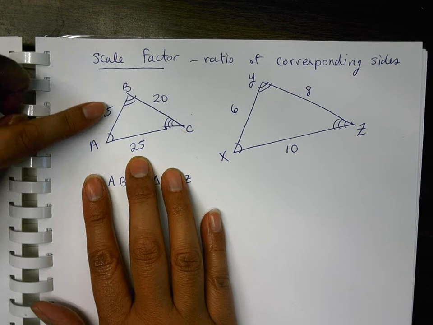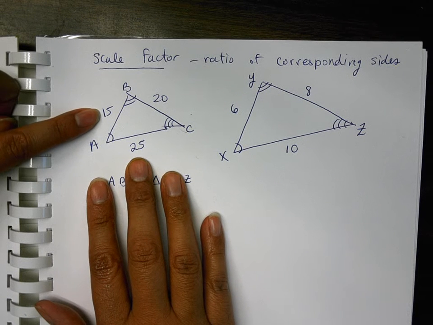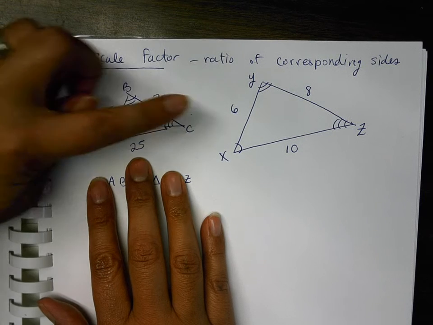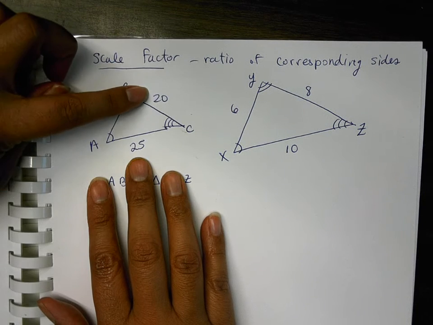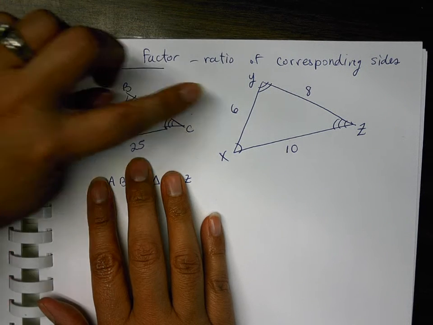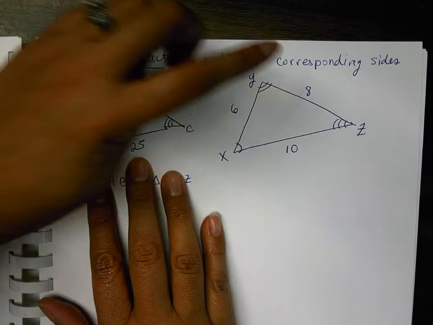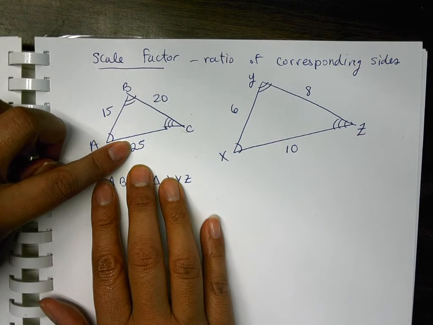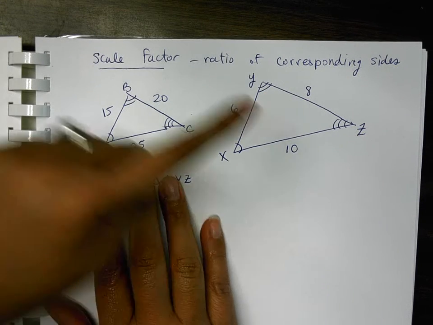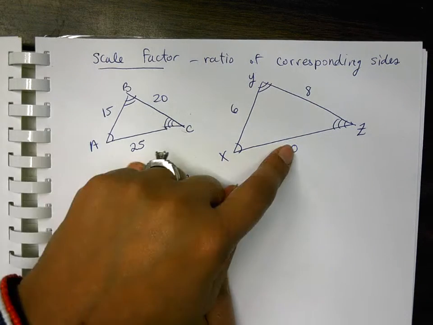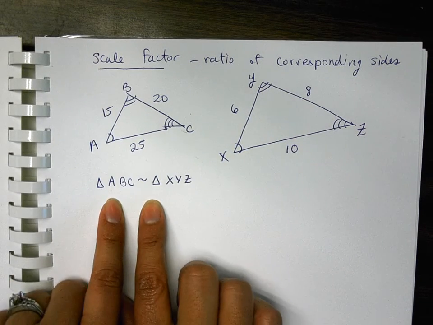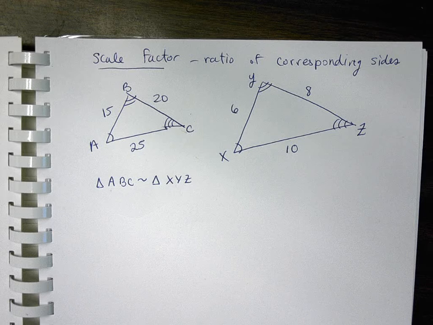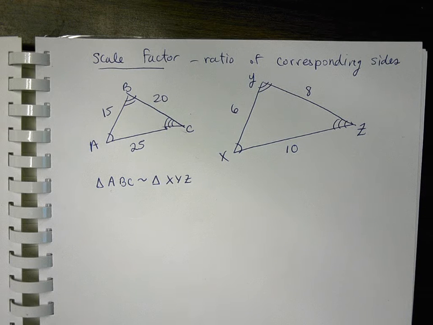Like 15 is your smallest side, so what is 15 going to correspond to? The 6. 20 is your medium. What does 20 correspond with? 8, because that's the medium. And 25 is your largest. What does that correspond with? Small, medium, large, small, medium, large. Use that when they don't give you this statement and the picture's been rotated and it's harder to tell. Does that make sense? All right.